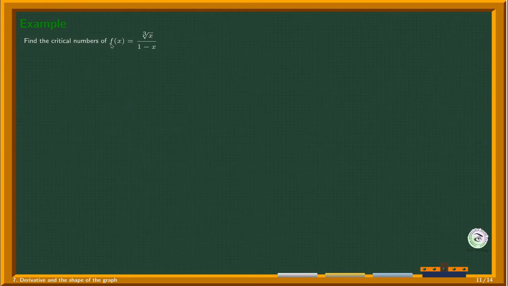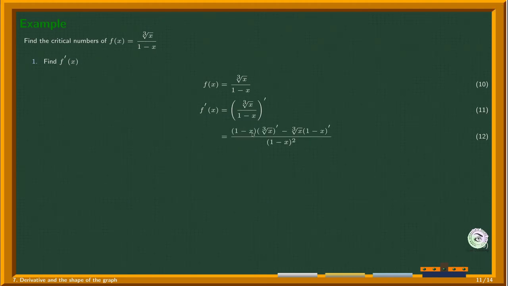Find the critical numbers of f(x) equals the cube root of x divided by 1 minus x. So we are asked to find the critical numbers of this function. The first step is to find the derivative. Our given original function is this, and this is a quotient, so we can use the quotient rule. According to the quotient rule, I differentiate the numerator, multiply by the denominator, minus the numerator times the derivative of the denominator, and divide everything by the denominator raised to the power 2.